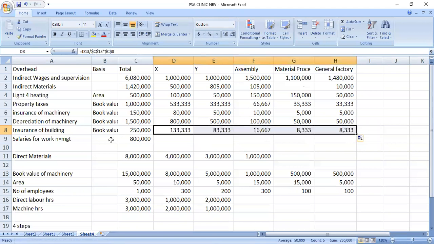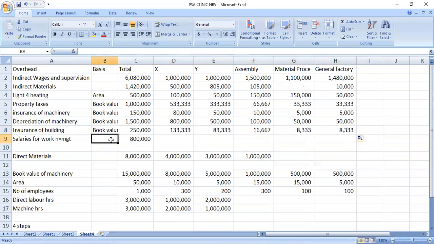Then we have salaries. For salaries, here we can use direct labor hours since they're salaries. And I think that is really clear.